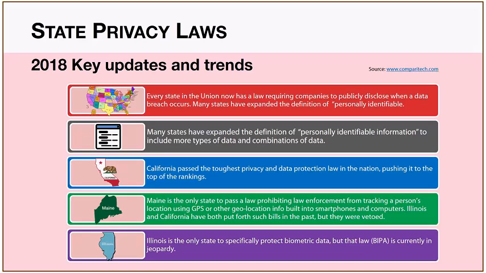Interestingly enough, Maine is the only state to pass a law prohibiting law enforcement from tracking a person's location using GPS or other geolocation info in smartphones or computers. Illinois and California have tried that, but they've been vetoed. In Maine, that's an interesting twist, and as you know, part of what we can do is collect and store GPS or geolocation information as a part of what we would collect in a record for an interaction. So it's interesting that law enforcement can't track using GPS now in Maine.